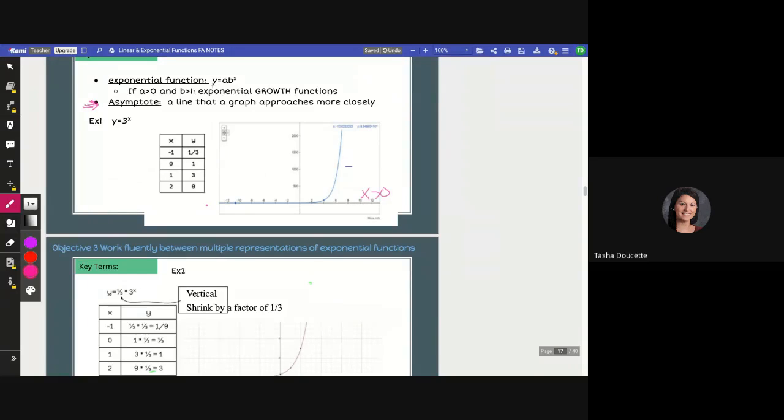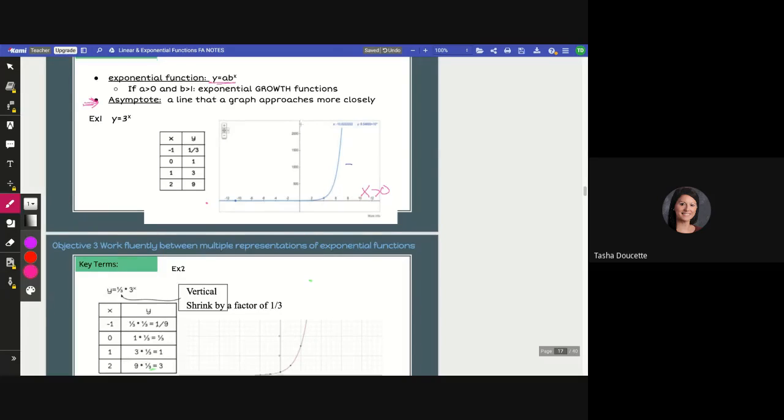Exponential function, you can see it has the parent function here. If a is greater than 0 and b is greater than 1, that is an exponential growth.